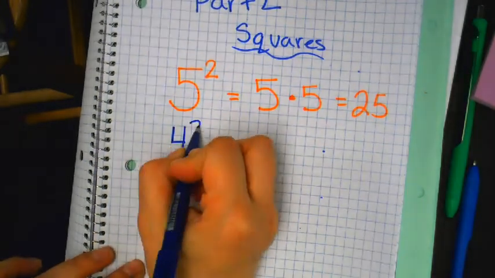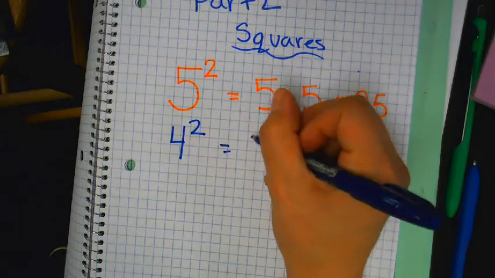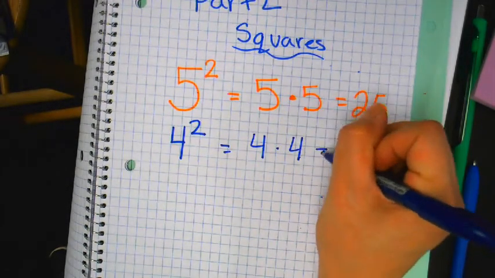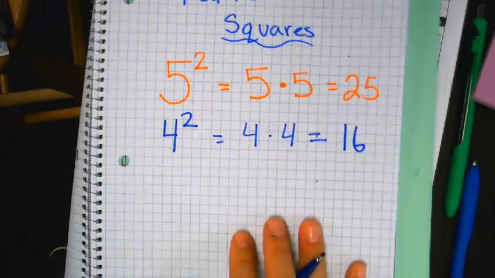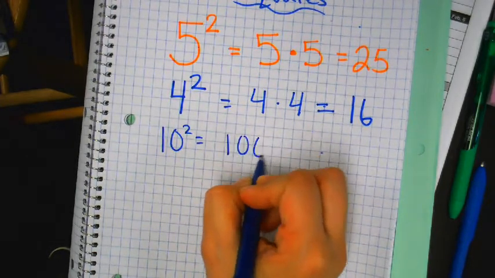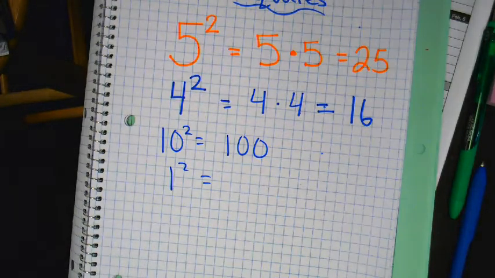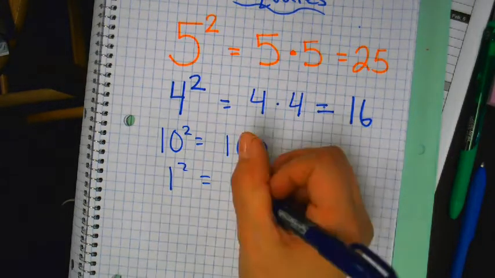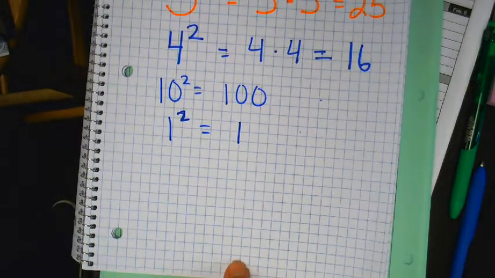4 squared. 16. Why? 4 times 4, write this down. 4 times 4? 16. 10 squared. 100. 1 squared. 1. Oh, good, because I tricked second period. I said 1 squared, and guess what they said? 2. It's 1. But for some reason, kids will get all of them right, and then they see 1 squared and they think it's 2, and it's like, no, don't do that.